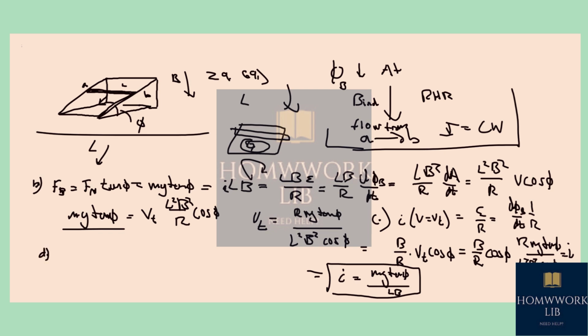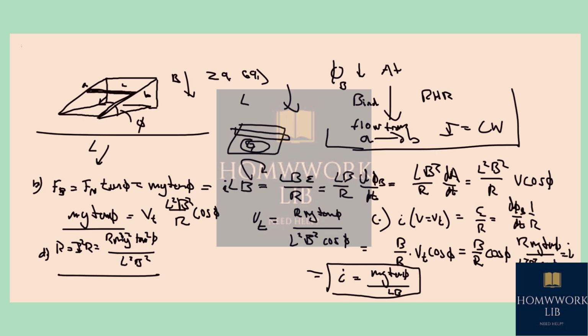Let's move on to part D. Part D is asking us for the power through the circuit, and we know that the power through the circuit is the current squared times the resistance. So we can easily do that from our current before. So we have resistance times m squared g squared tan squared phi over L squared B squared. Awesome. That's exactly what we wanted.